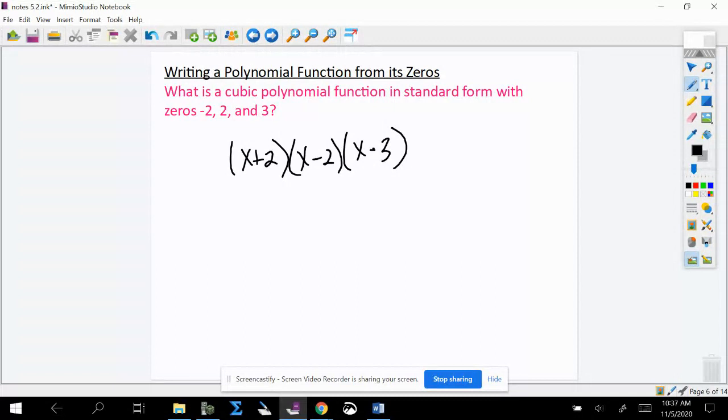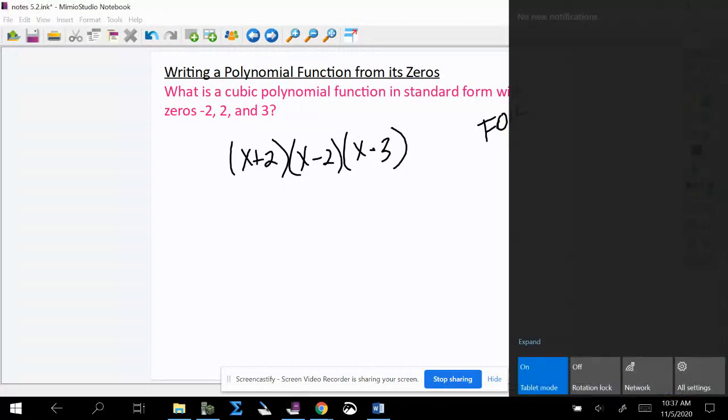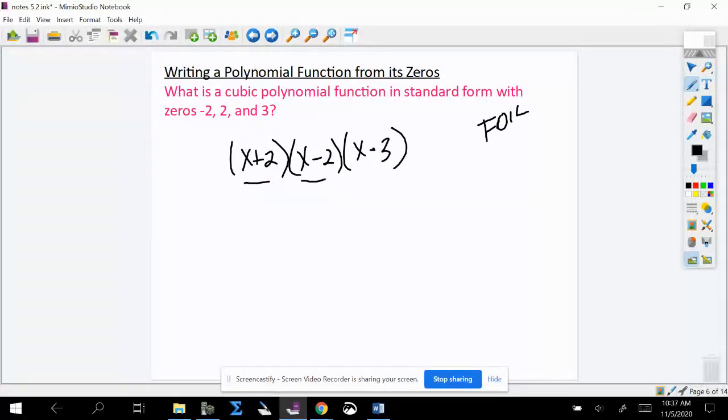So if you look at something like this, I need to pick 2 of these factors and FOIL first. It doesn't matter which 2. I will say with these 2, since one's +2, one's -2, they will be the easiest to FOIL. So I'm going to start with that. When I FOIL x plus 2 and x minus 2, the outer and the inner will cancel, so I only have to multiply the first and the last. So x times x is x squared, and 2 times -2 is -4.